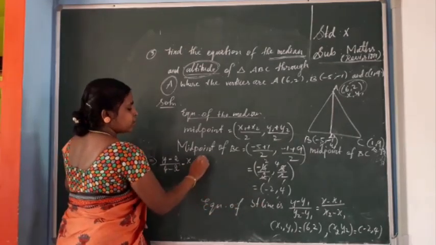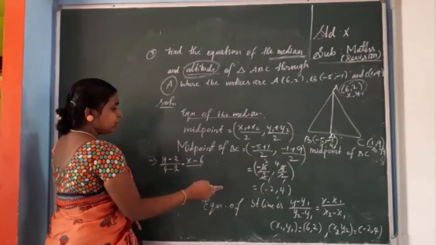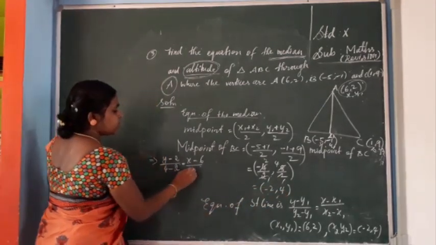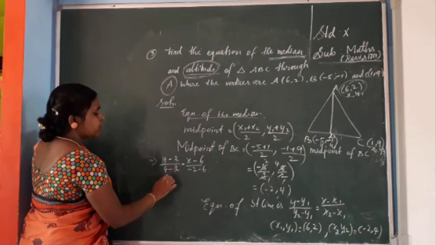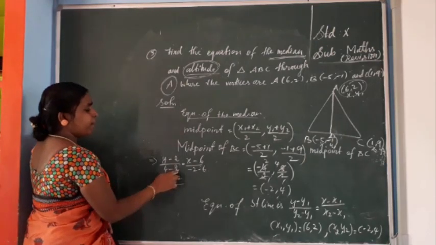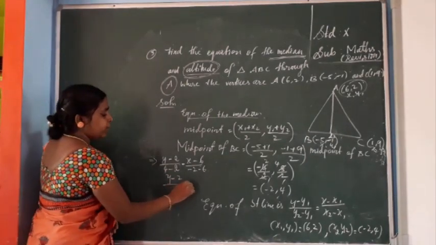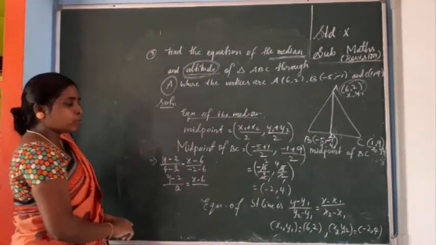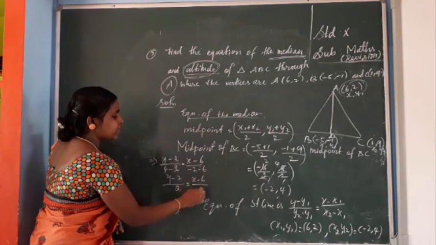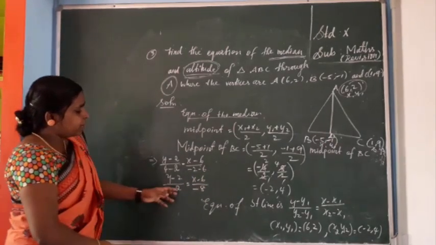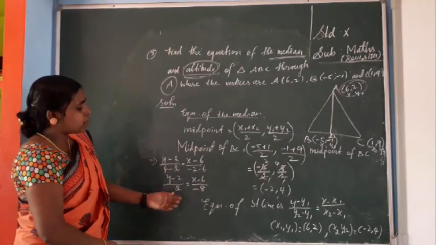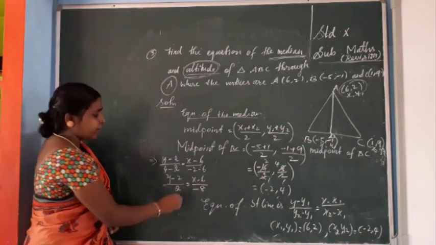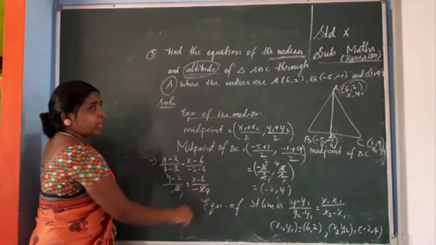x1 is 6, so 6 by x2 minus x1, x2 second point first value, 2 minus 6. So (y minus 2) by (4 minus 2), which means 2, equals (x minus 6) by (minus 2 minus 6). Both are minus, so minus 2 plus 6 is 8. You see the denominator of both sides: here 2, there 8. Both are multiples of 2, so divide: 2 ones are 2, 4 twos are 8.